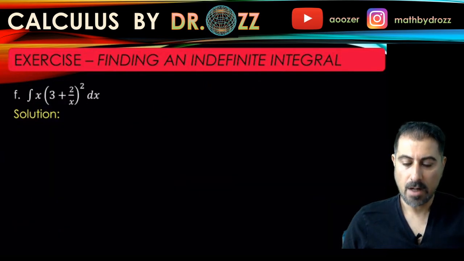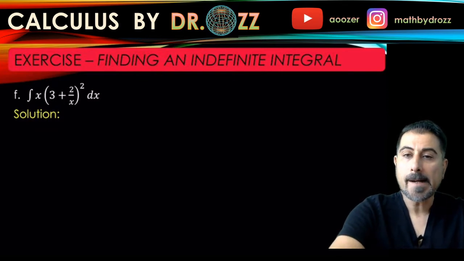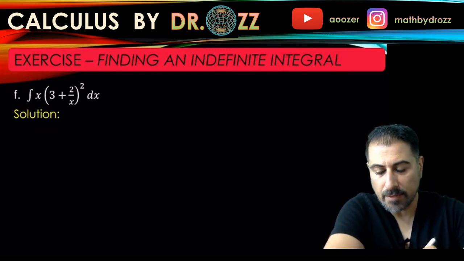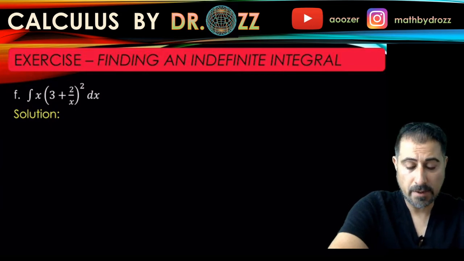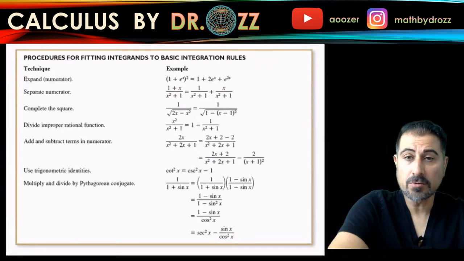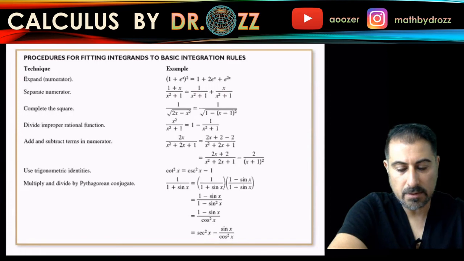Okay, so I have x times (3 plus 2 over x) squared. You can consider all different things, like applying the u substitution maybe for the inside of the parentheses, but that probably does not help. This is not looking like one of those known integrals. So let's go back to the procedures for fitting integrands to basic integration rules. I think in this case, expanding the quantity squared would be a good way to start.